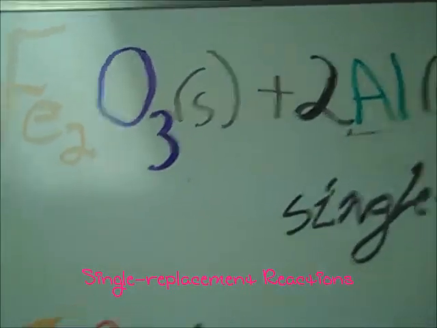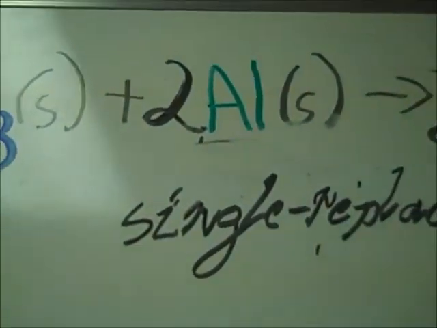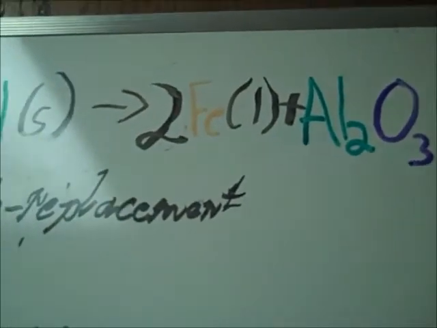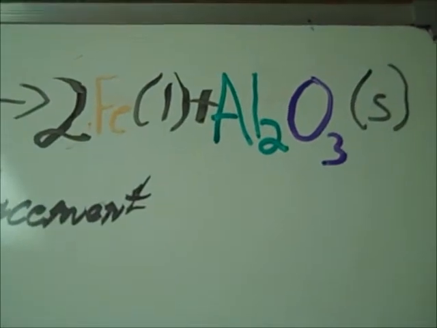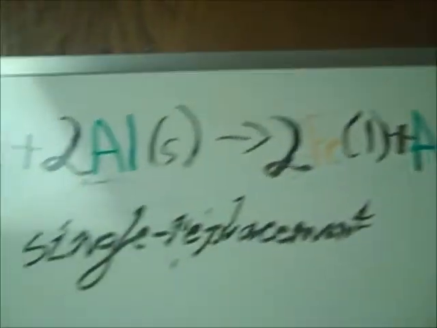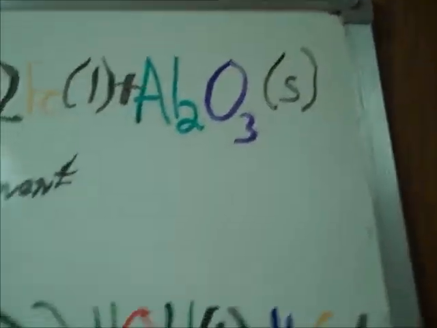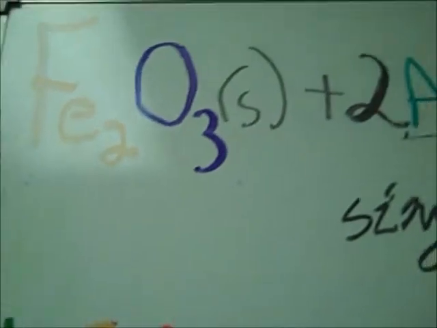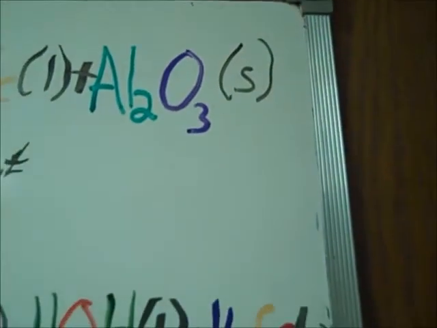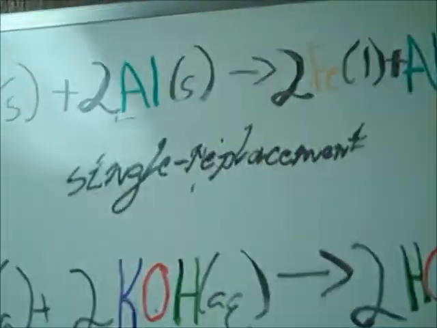Di-iron trioxide as a solid plus 2 atoms of aluminum as a solid combine to create 2 atoms of liquid iron plus di-aluminum trioxide as a solid. This is a single replacement because in the end we have an element and a new compound. You can see how the oxygen went from the di-iron trioxide to the di-aluminum trioxide. Single replacement.